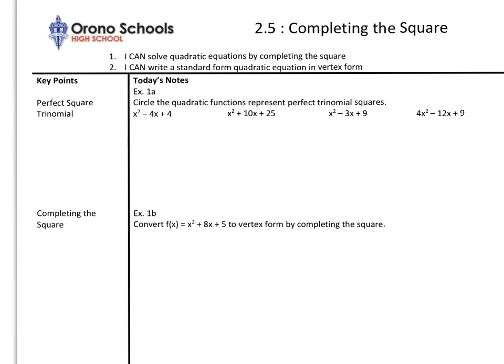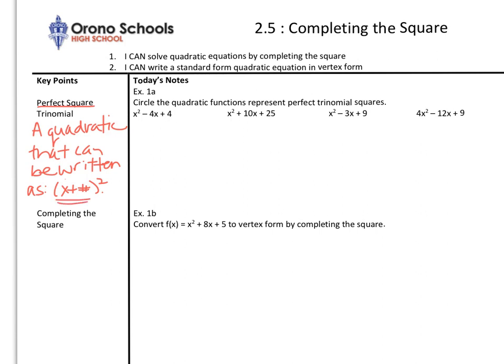Lesson 2.5 is titled Completing the Square. In this lesson, we'll look at quadratics that are perfect squares, and then we'll look at quadratics that we can make into perfect squares. A perfect trinomial square is any quadratic equation that can be written as the product of two parentheses that are the same. We remember seeing that in vertex form.